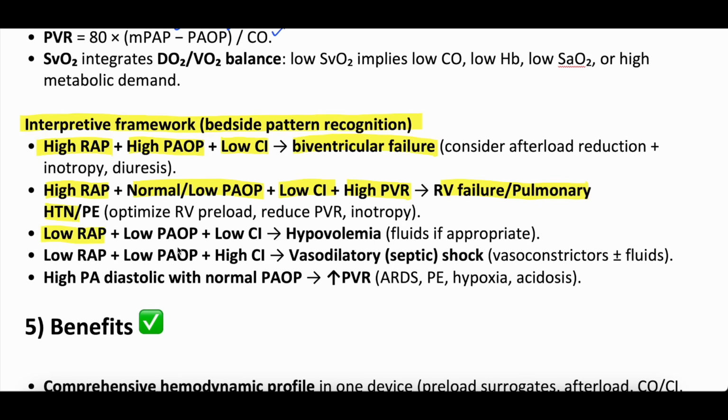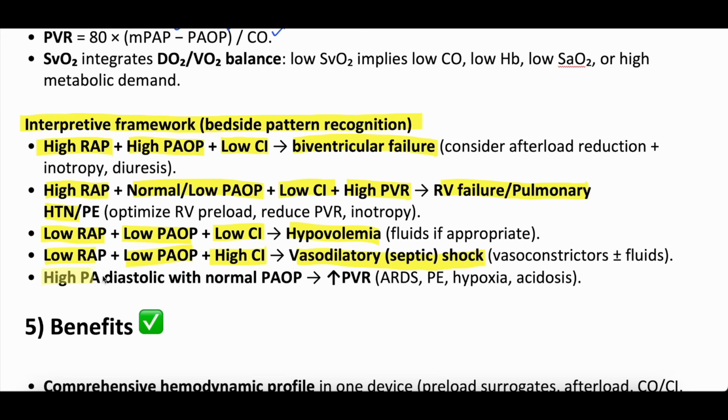If you have a low right atrial pressure, a low wedge pressure, and a low cardiac index, that can imply hypovolemia, right? Your right atrial pressure is low, your wedge pressure is low, and your cardiac index is low because it doesn't have enough filling to pump blood out. If you have a low right atrial pressure, a low wedge pressure, and a high cardiac index, that usually implies septic shock, vasodilatory shock, because you have low filling pressures, but your cardiac output's chugging away. It's high. It's kind of hyperdynamic.